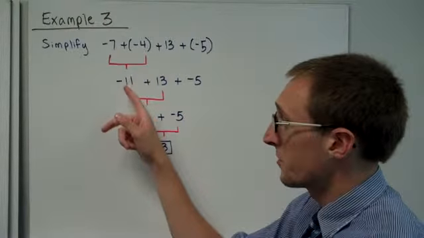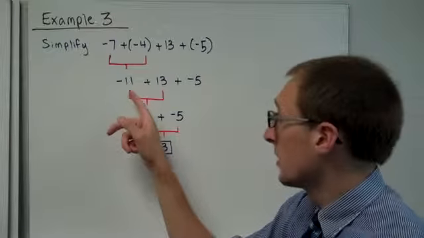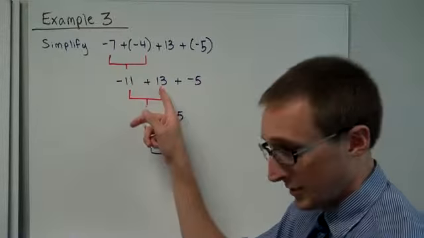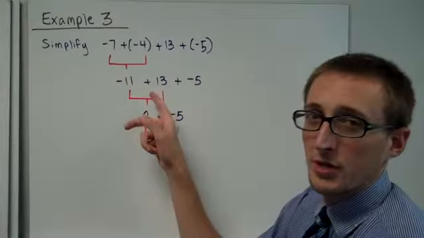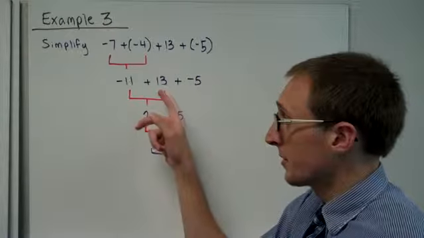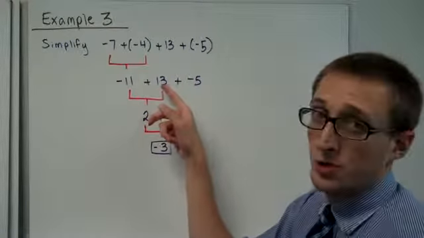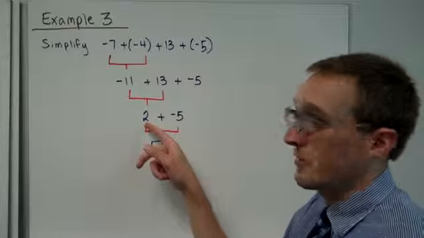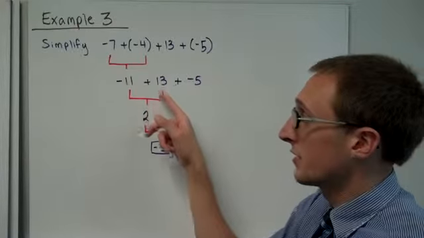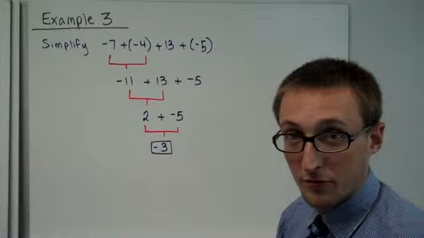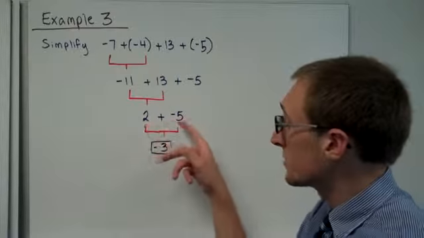Okay, the absolute value of negative 11 is 11. The absolute value of 13 is 13. The difference between 11 and 13 is 2. Okay. Now 13 has a larger absolute value. So it's a positive 2 because it has to match that sign. Moving on from here. 2 plus negative 5.